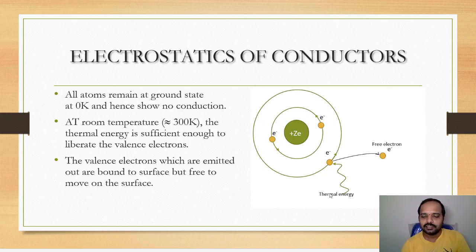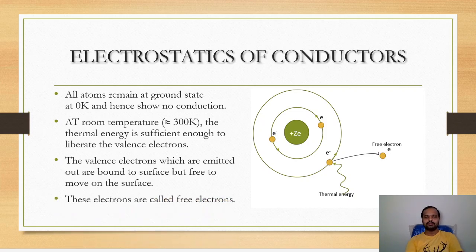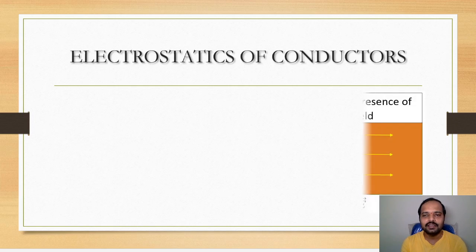So thereby the electrons are now free to move on the surface of the conductors. However, they will not be able to free themselves from the conductor surface itself. So these electrons we call them the free electrons.